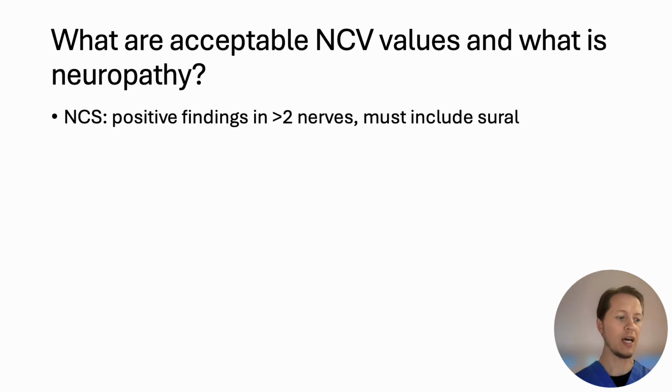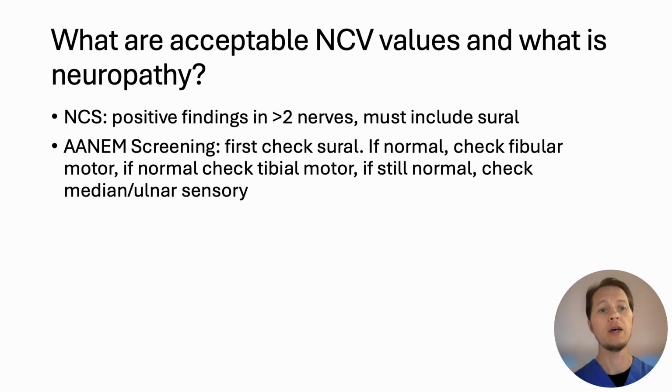What is neuropathy? How do you diagnose it? First of all, you need more than two nerves, you need three nerves. You must include the surals when you're talking about neuropathy in the lower extremities. If you go by AANEM, first you check sural. If that's normal, move on. Fibular motor, probably most commonly involved next. Then tibial. If you still are not having issues, but you're clinically suspicious, you go upstairs. Get median and ulnar sensory.